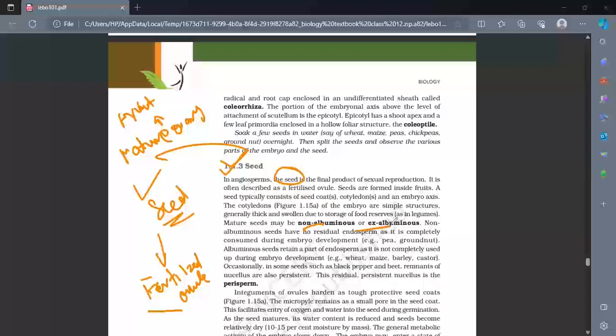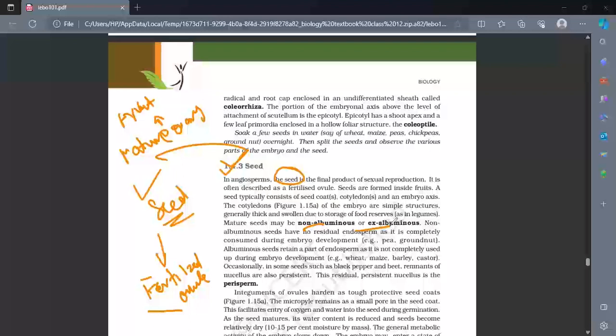Because as the zygote is getting converted into an embryo, it needs to be given nutrition. A non-stop nutritional supply needs to be given. So this endosperm is providing nutrition to the growing zygote, to the growing embryo. Finally, when the mature seed comes up, maybe it does not have any residual endosperm with it. Such seeds, which don't have any residual endosperm, are known as non-albuminous or ex-albuminous seeds.